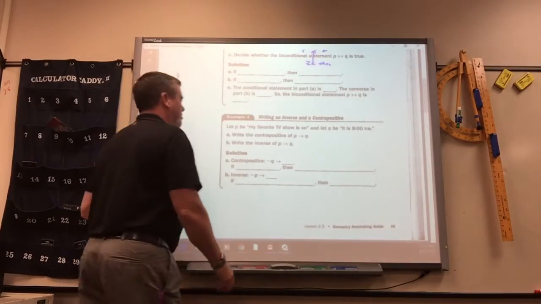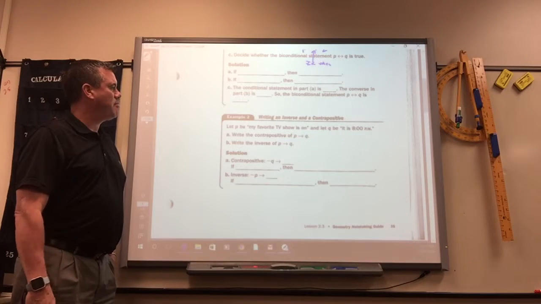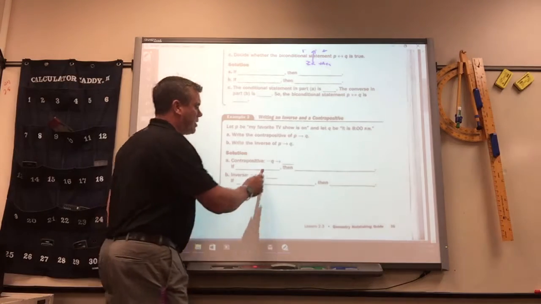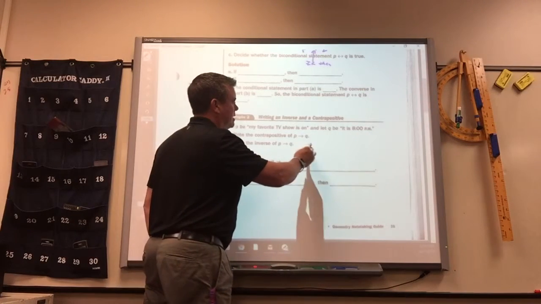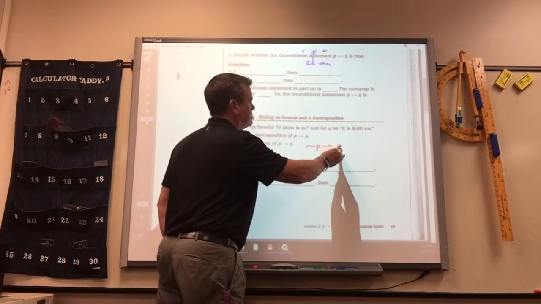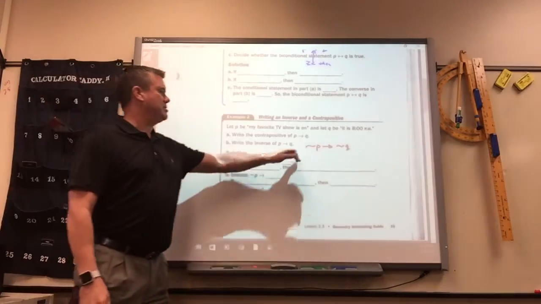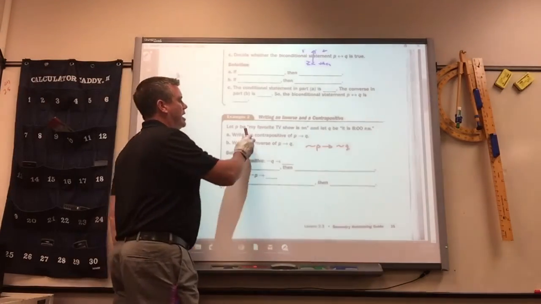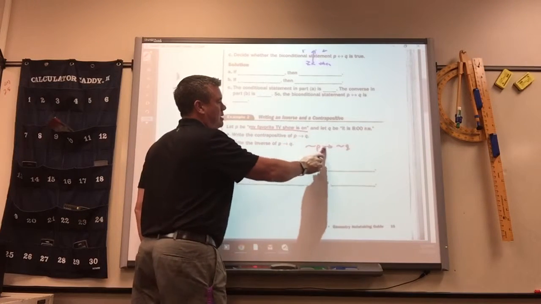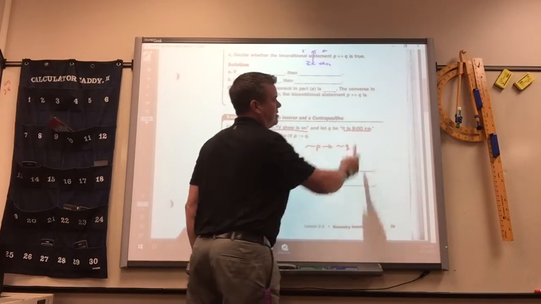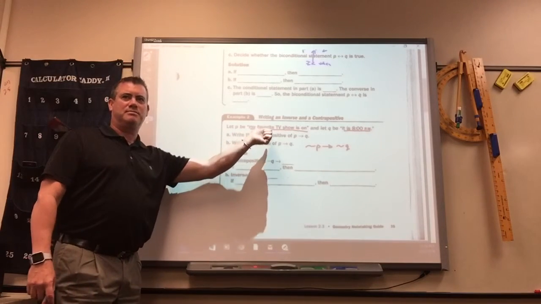Inverse and contrapositive. Inverse is the opposite. So the way they show opposite is this little squiggly line right there. So if you see something like this, that means, it's called a negation actually. It means not P. So if you say, if my favorite TV show isn't on, then it's not 8 o'clock. So whenever you see these, that just means the opposite of what they're saying.